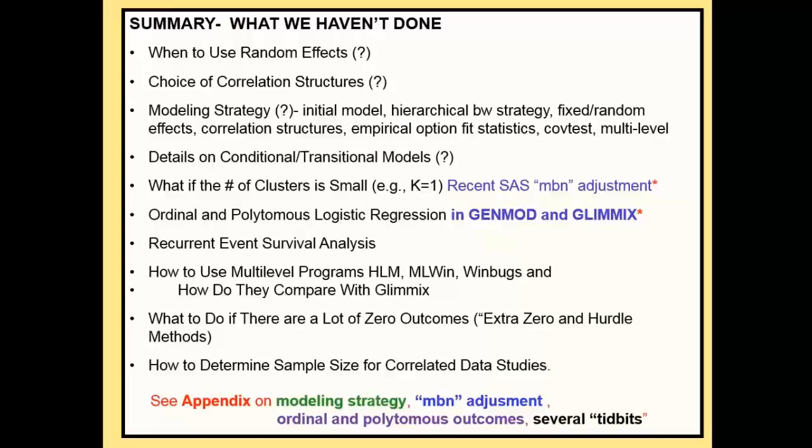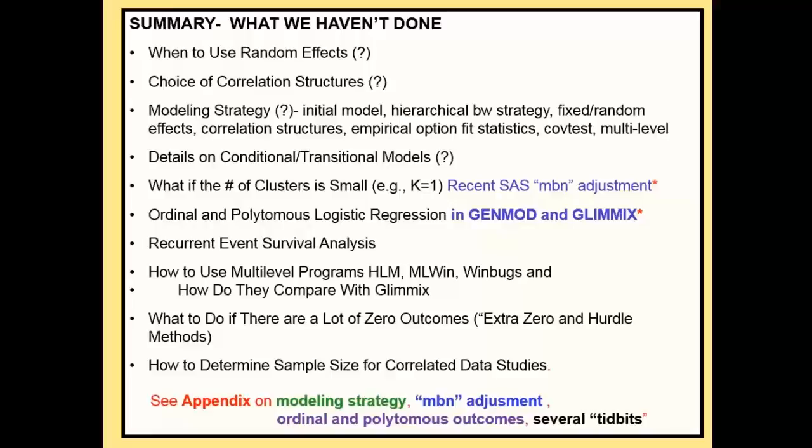And then another question is, what if K is not equal to 1, but K is equal to 10 or 20? What do you do if K is not large enough for you to assume that you can do all these tests? Well, there's a recent addition to the SAS user's guide, which has to do with something called MBN adjustment. I'll show you that shortly. Okay, that allows you to adjust for the fact that maybe you're worried that you've got a small number of clusters.